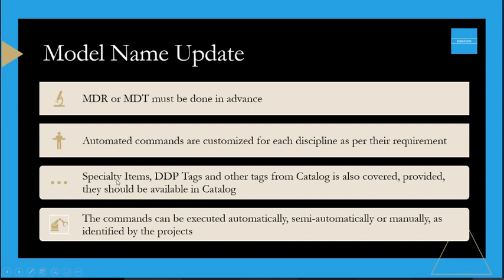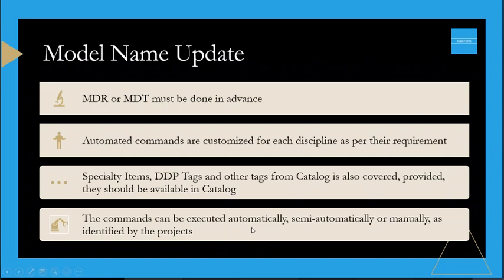We also provide services for specialty items, GDP tags, or other catalog items. When we do an MDR, the original one is copied, and there's a manual activity to delete them and place a new one from the catalog. That can be done from the command that we will provide. The only thing is that those new values or new items should be available in the catalog, so that has to be bulk loaded in advance. And with all these features, they can be executed automatically at once.